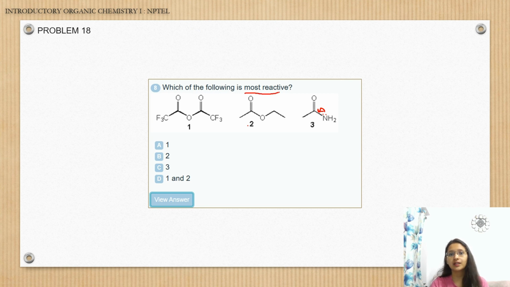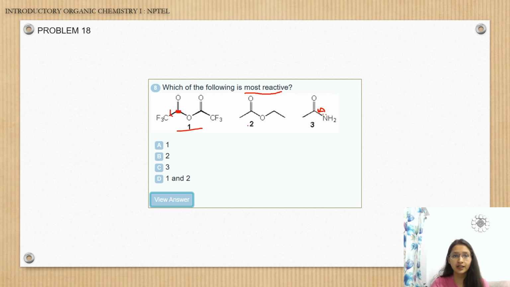Most reactive towards a nucleophile. So here the most reactive compound towards the nucleophile will be compound number 1. Why? Because it has a very electropositive character, because here the CF3 is also attached.